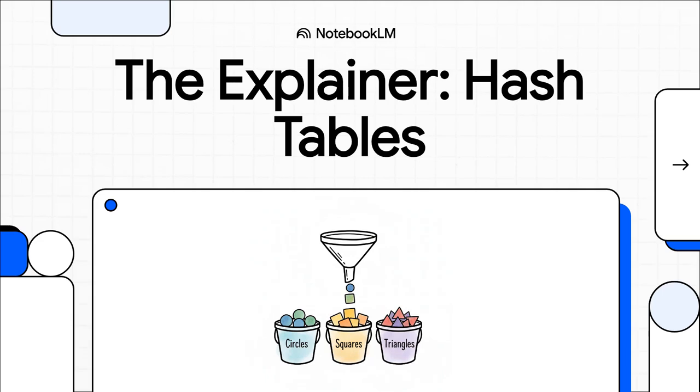Have you ever stopped to wonder how your phone can find one specific contact out of thousands in like a split second? Or how a website checks your password almost instantly? Well, the secret behind so much of that incredible speed is a really clever idea called a hash table. So let's dive in and unpack this amazing piece of technology.